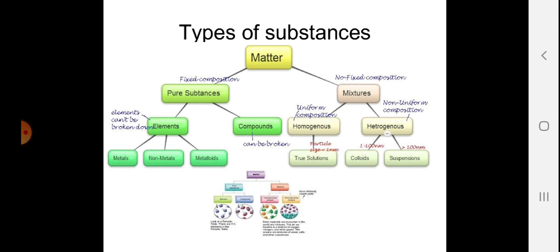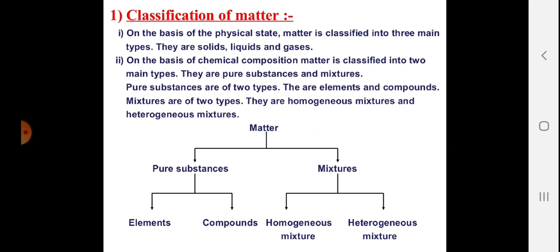In this chapter we are going to discuss in detail each and every aspect. You have to remember this flow chart for better understanding. Now, the first thing is classification of matter. As we saw in our previous slide, matter was classified first into pure substances and mixtures. Pure substances are classified into elements and compounds, and mixtures are classified into homogeneous as well as heterogeneous mixtures.